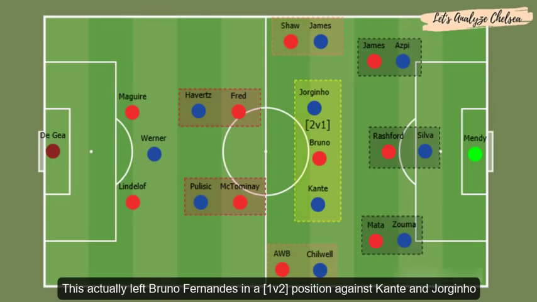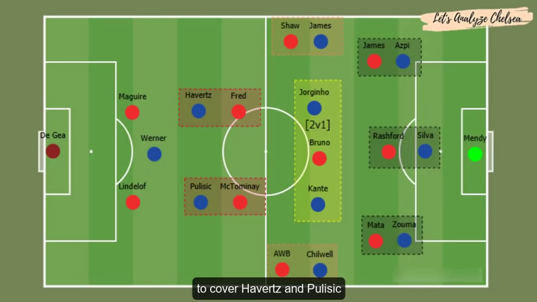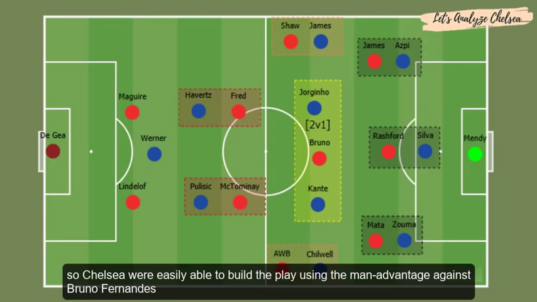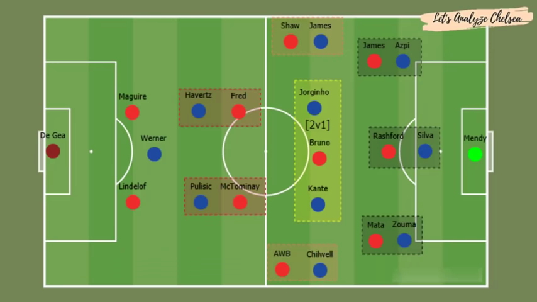This actually left Bruno Fernandes in a 1v2 position against N'Golo Kante and Jorginho. At the start of the game, Fred and McTominay decided to stay a little low to cover Havertz and Pulisic. So Chelsea were easily able to build their play using the man advantage against Bruno Fernandes.